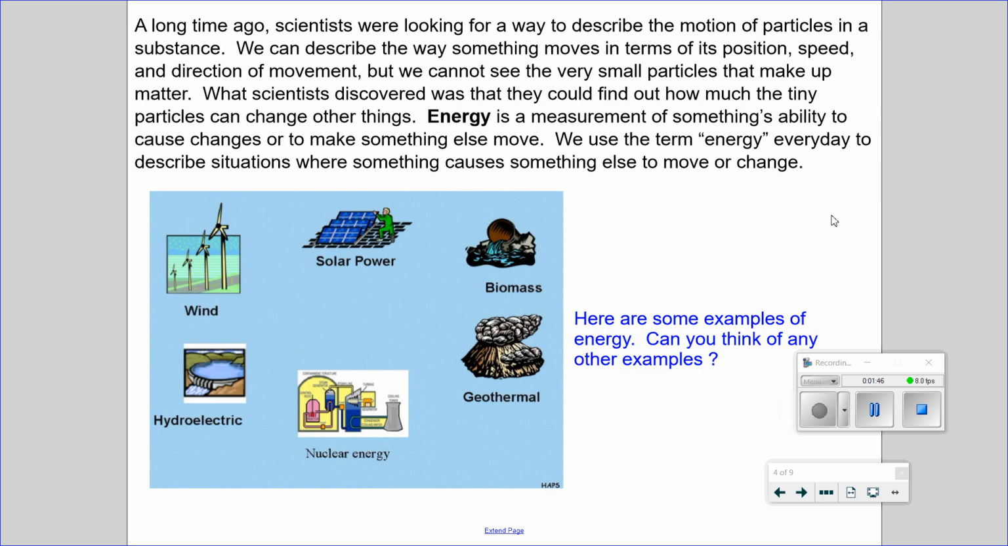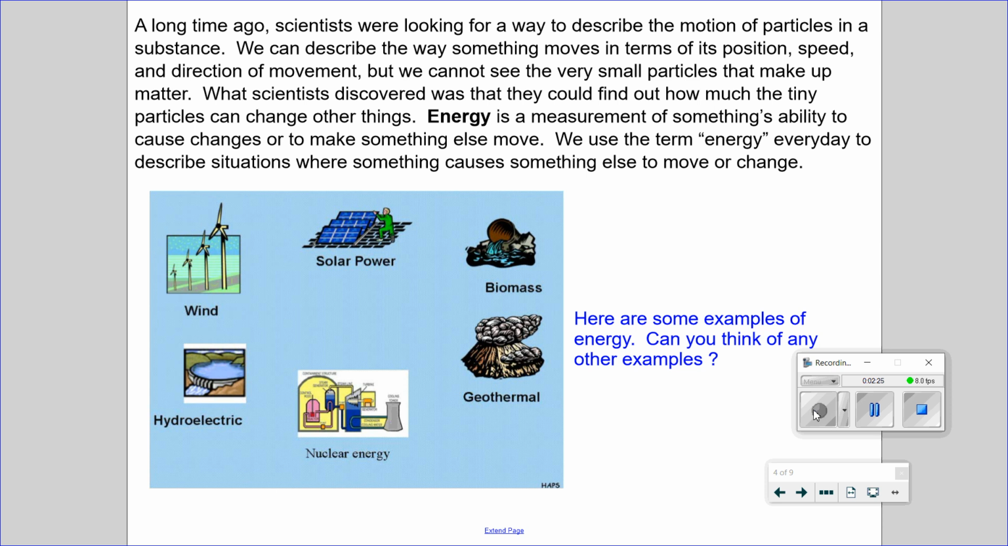A long time ago, scientists were looking for a way to describe the motion of particles in a substance. We can describe the way something moves in terms of its position, speed, and direction of movement, but we cannot see the very small particles that make up matter. What scientists discovered was that they could find out how much the tiny particles can change other things. Energy is a measurement of something's ability to cause changes or to make something else move. We use the term energy every day to describe situations where something causes something else to move or change.